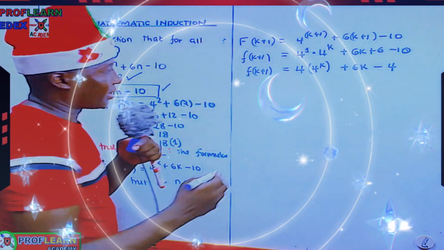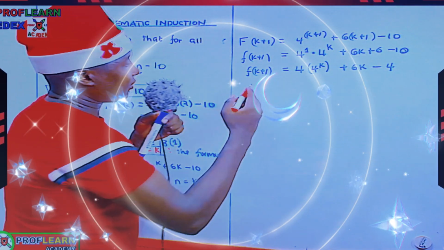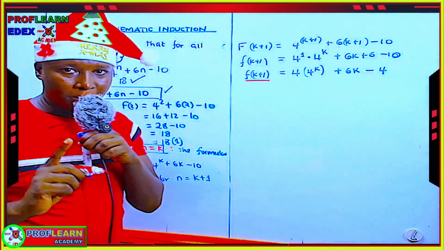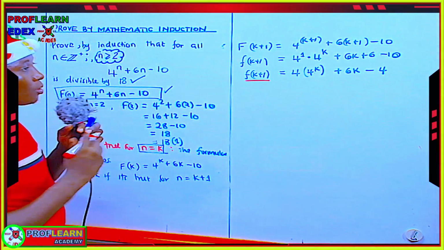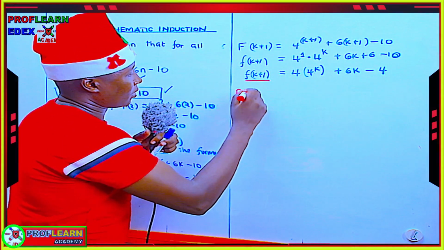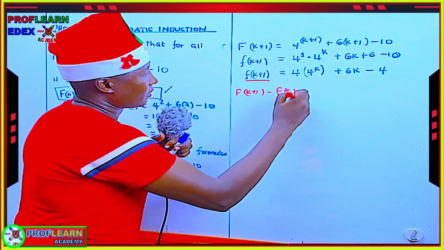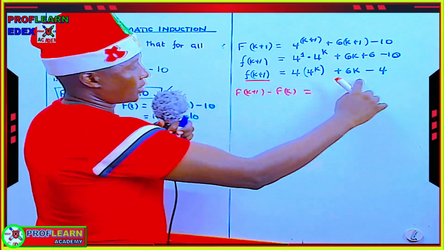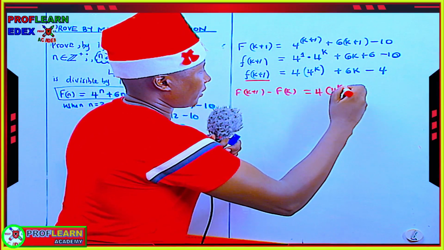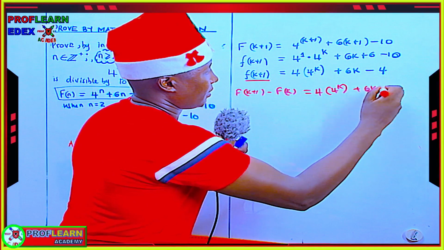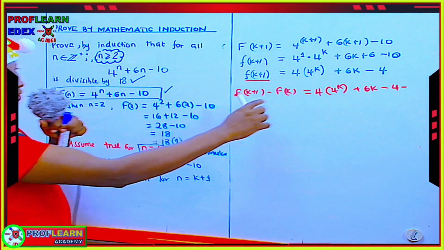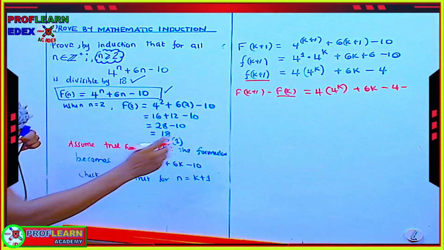Now, we want to check, is this expression we are having here divisible by 18? To check whether it's divisible by 18, we are going to subtract here. We're going to say this is going to be f of k plus 1 minus f of k is equals to this part, 4 into 4 to the k plus 6k minus 4, subtract, because we are subtracting f of k here.